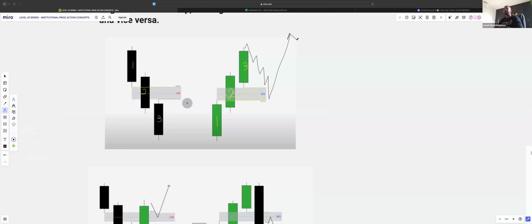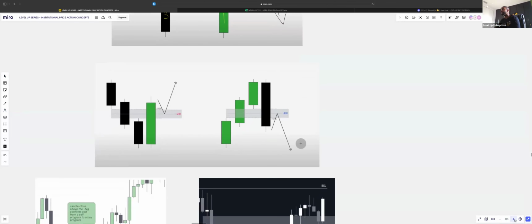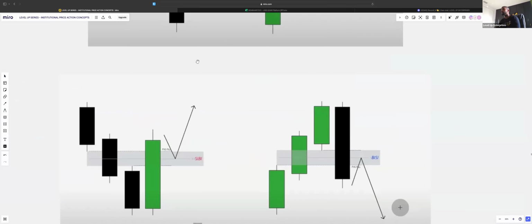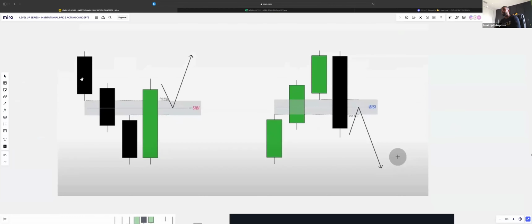Now, how about the times that price disrespects and goes lower? How does that look like? And that right there is the definition of an inversion fair value gap. So first of all, we have here 1, 2, 3, right? Here we have 1, 2, 3, and 4.